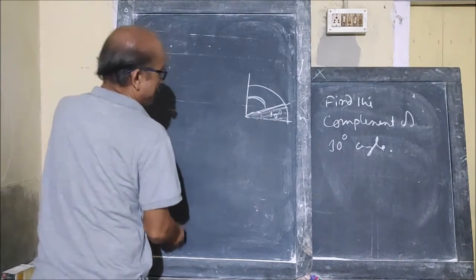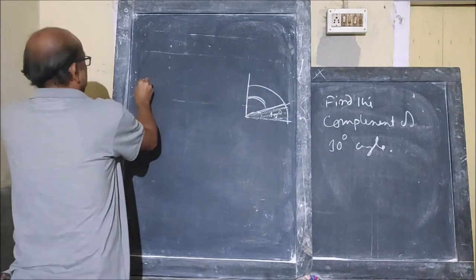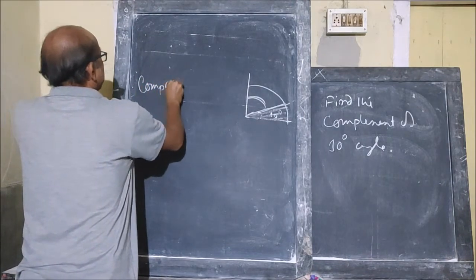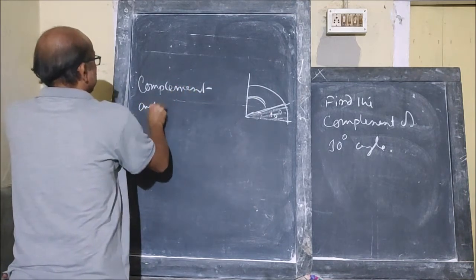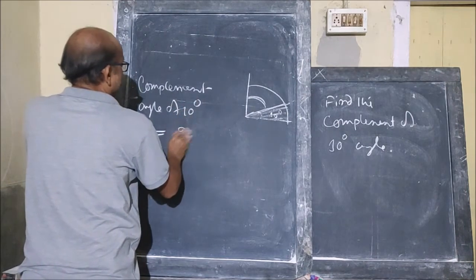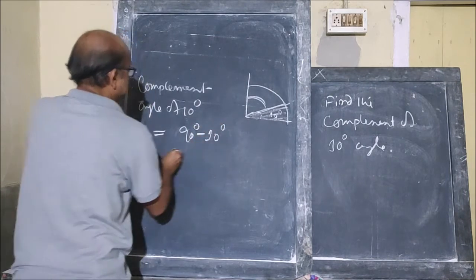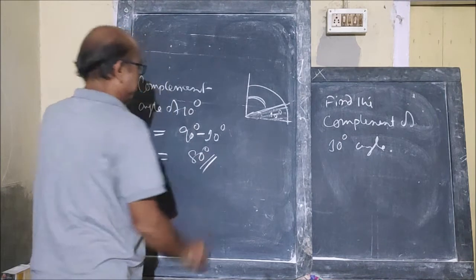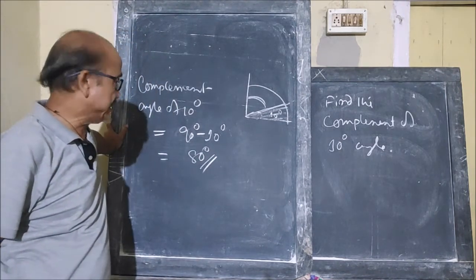So you see here, therefore, the complement angle of 10 degree equal to 90 degree minus 10 degree, that is 80 degree.